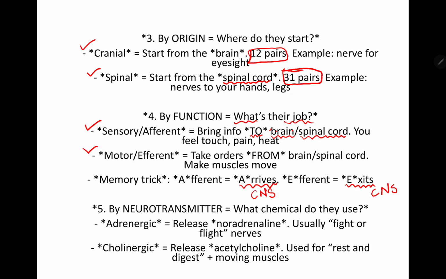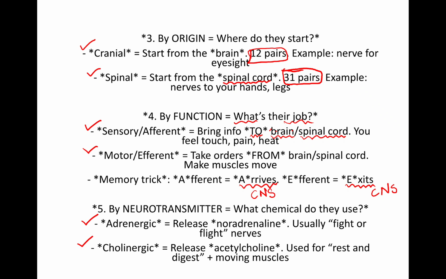Okay, next is classified by neurotransmitters. And what are neurotransmitters exactly? What chemicals do they use? It is classified by what chemicals they actually use. So it is again of two types, adrenergic and cholinergic. Adrenergic is nothing but release of noradrenaline. And this happens where? Usually in fight or flight nerves.